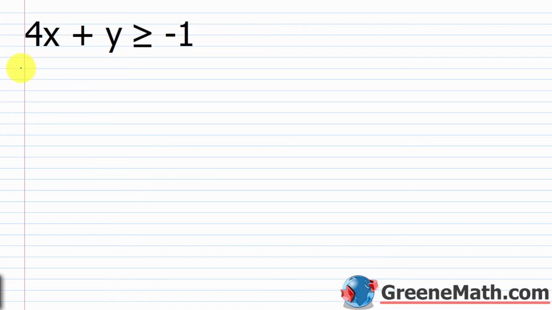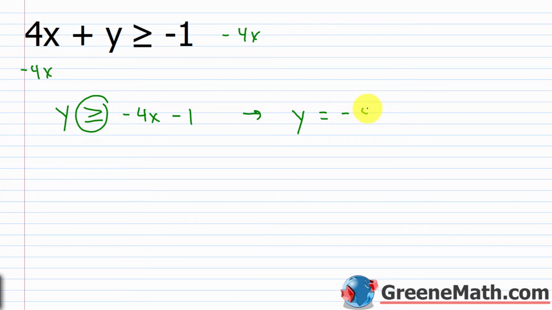So I'm going to subtract 4x away from each side. That's going to give me y is greater than or equal to negative 4x minus 1. Now to get my boundary line, I just replace this with equals. So I'll have y is equal to negative 4x minus 1. Now I want you to notice something. This is a non-strict inequality.